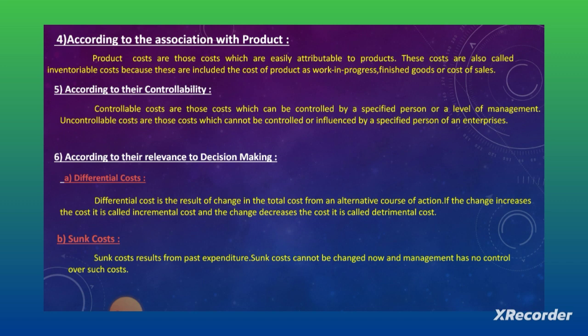The next one is according to their relevance to decision making. In that, the first one is differential cost. Differential cost is the result of change in the total cost from an alternative course of action. If the change increases the cost, it is called incremental cost, and if the change decreases the cost, it is called detrimental cost.